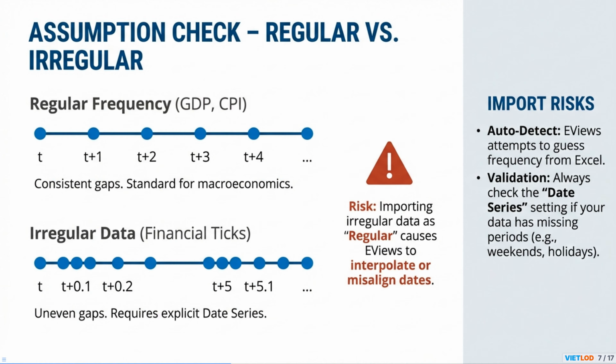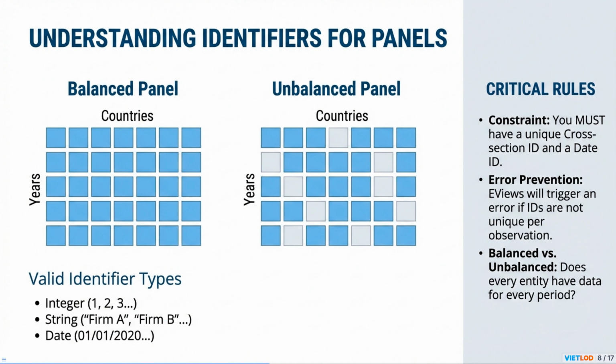If you import daily stock prices, but your Excel sheet omits weekends, telling EViews it's daily regular frequency data is wrong. It will misinterpret Friday's data as being immediately followed by Monday's, ignoring the 2-day gap. This idea of unique identification is also central to panel data, so let's look closer at panel identifiers.